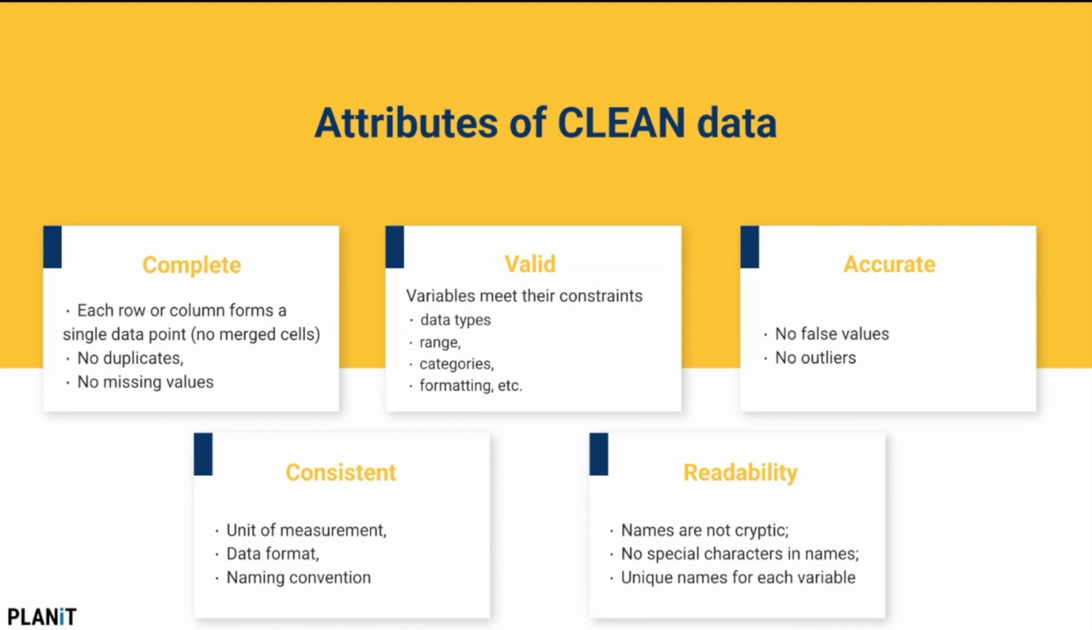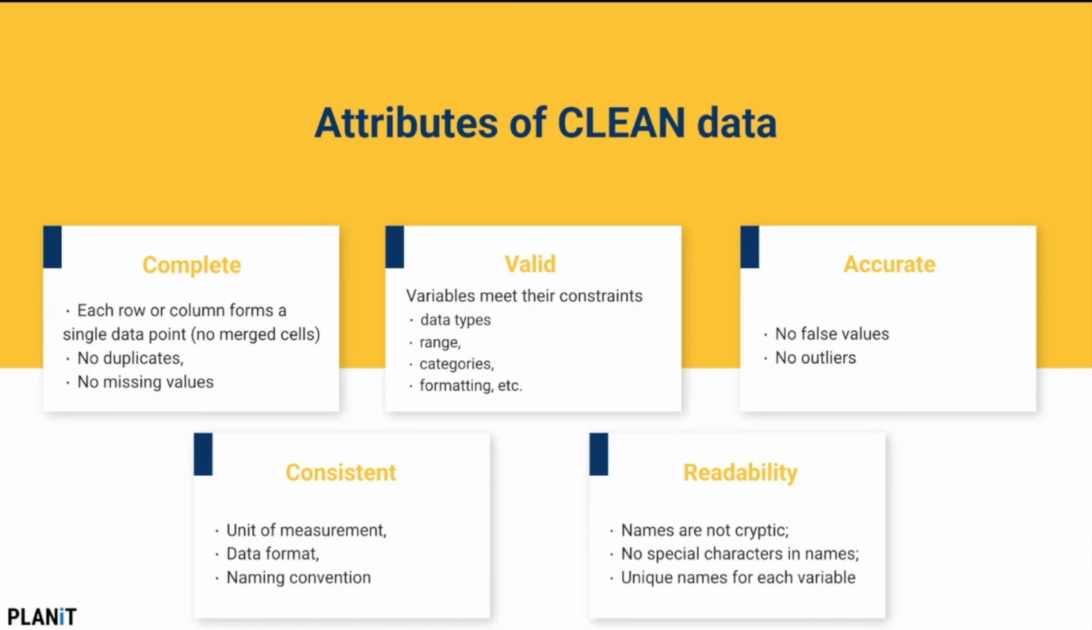And data must also be accurate. So no false values, no outliers, and there are many techniques to test for these false values and outliers. And oftentimes you also have to rely on your instinct, your intuition, to see what is false and what is an outlier. And consistency means data keeps using the same unit of measurement so that each number that you see in the data set is comparable to the others and following the same format, using the same naming conventions.